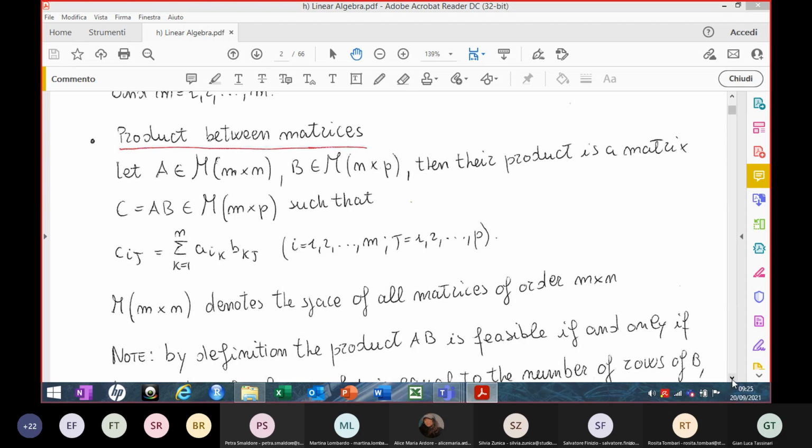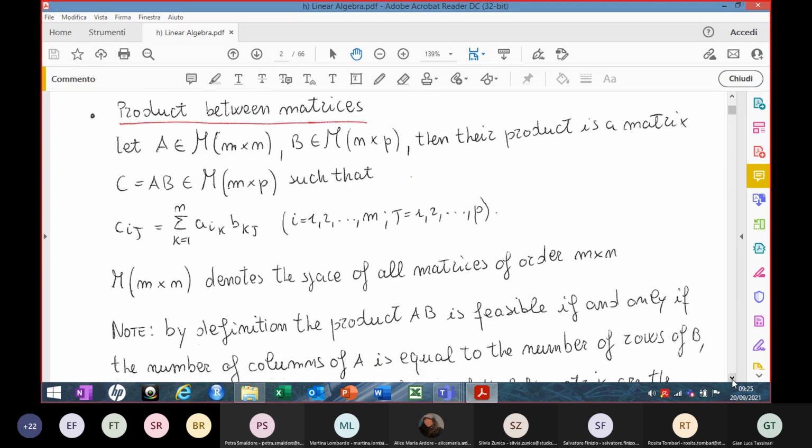In particular, as I will explain by showing the example, the element ij of the product is obtained by doing a product that I still have to explain, by multiplying the ith row of the matrix A with the jth column of matrix B. In fact, this is called the row column product, but I will explain it. So don't be scared. We will see everything. If you don't remember, don't be scared.